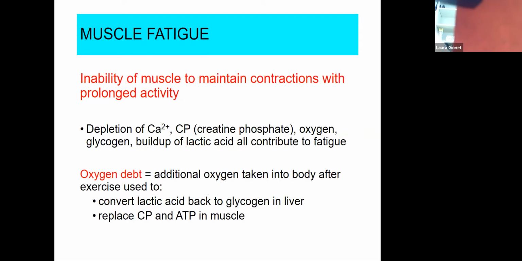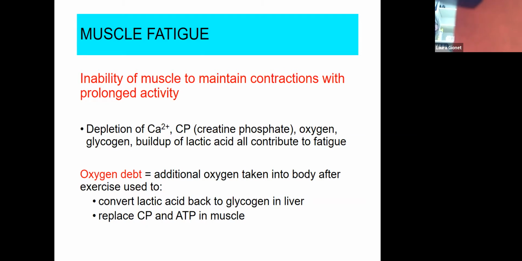Muscle fatigue is when you're stimulating the muscle to contract, but it can't do it anymore. It's the inability of the muscle to maintain contractions with prolonged activity. You're sending signals to contract, but you get nothing, right? Because it's exhausted. You've depleted calcium, creatine, and phosphate, which we'll look at, a source of phosphate to donate to ADP to form ATP. Right? Oxygen, you run through your glycogen, you're building up lactic acid. All these things contribute to fatigue.